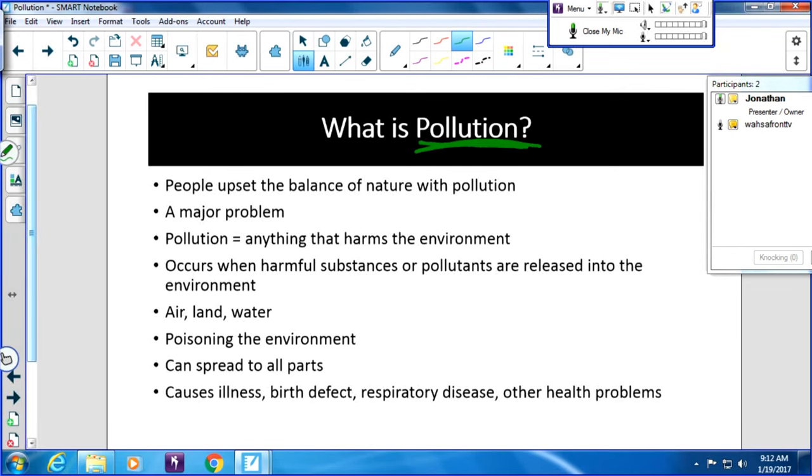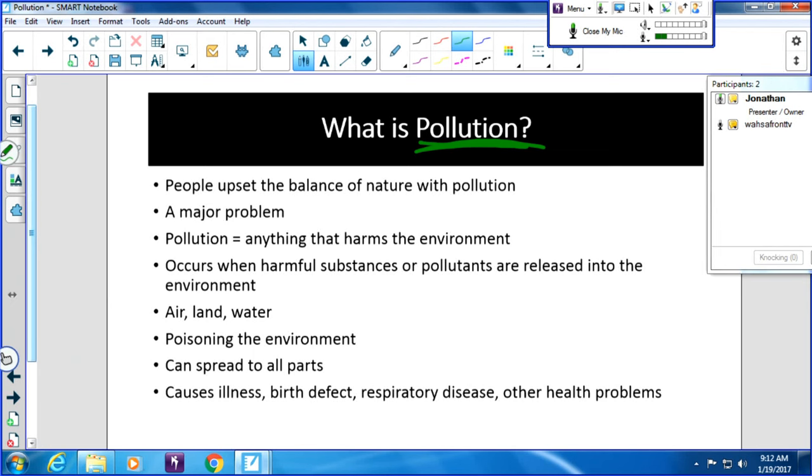Pollution. I've said that a couple times already today, but what is pollution? Again, I think we all have a good general understanding of what pollution is, but in terms of more formal content, people upset the balance of nature with pollution. Okay, pollution, we know it's out there, it is a major problem. Pollution is anything that harms the environment. Okay, it could be any substance, pollutants. Okay, pollution occurs when a harmful substance or pollutants are released into our environment.